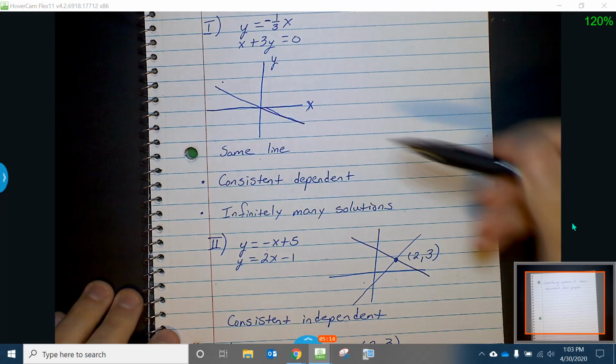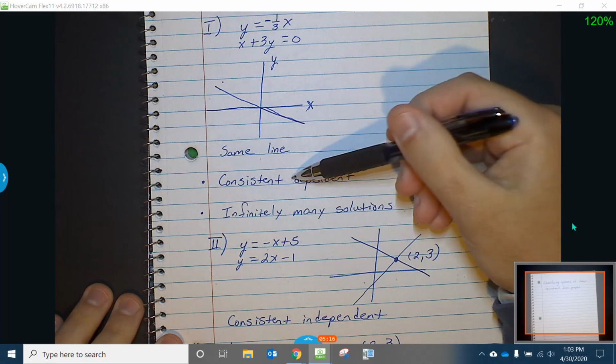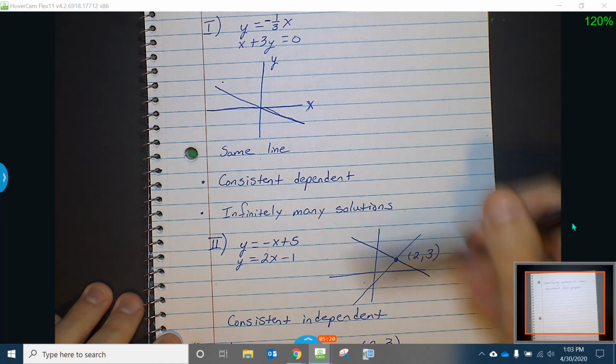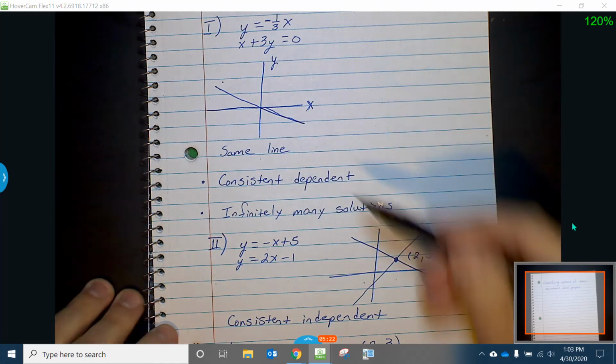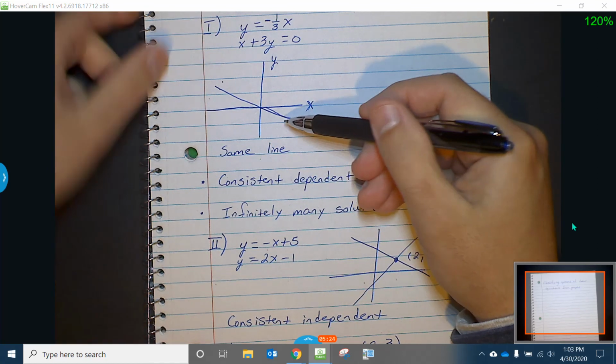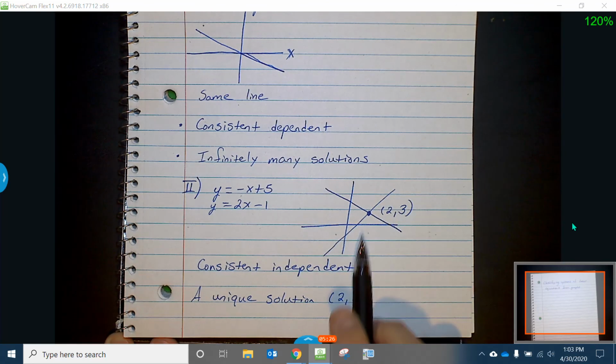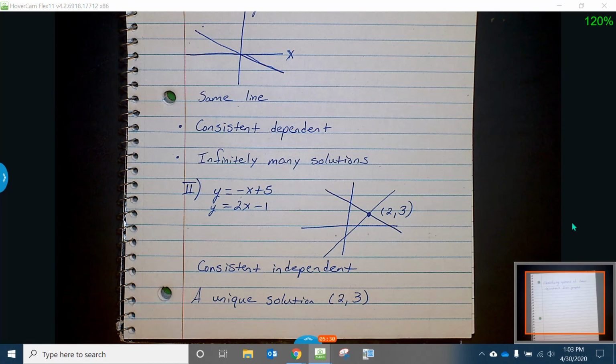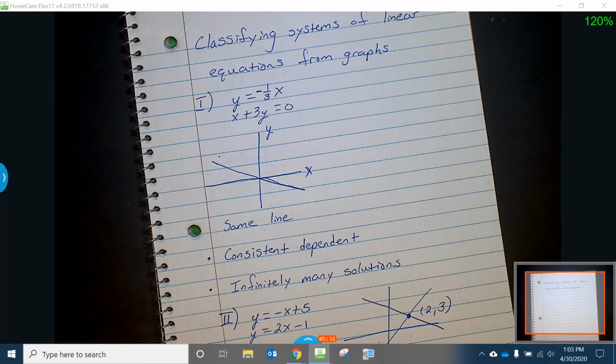Over here, just to go over it again, the same line is a consistent dependent system. This one has infinitely many solutions. One answer is a consistent independent system. This has one solution, a unique solution at the point 2, 3. And that concludes this section.